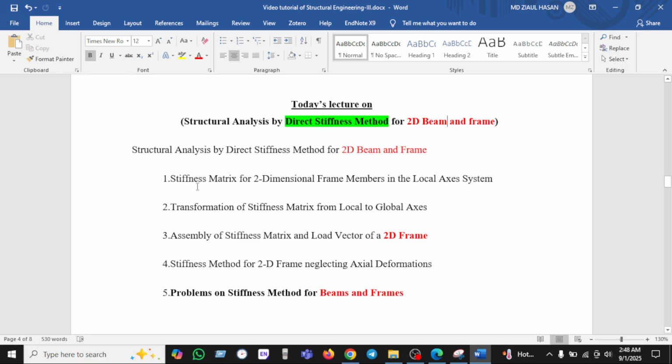So let's see the stiffness matrix of a two-dimensional frame in local axis, and then I will cover the transformation of the stiffness matrix from local to global axis, and then assembly of the stiffness matrix and load vector for a 2D frame, and then the stiffness matrix for a 2D frame neglecting axial deformation, and then finally I will see some practice problems of stiffness matrix for beam and frame.